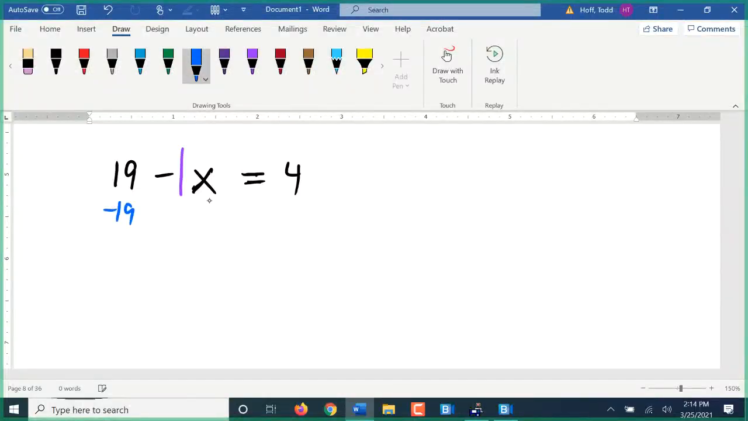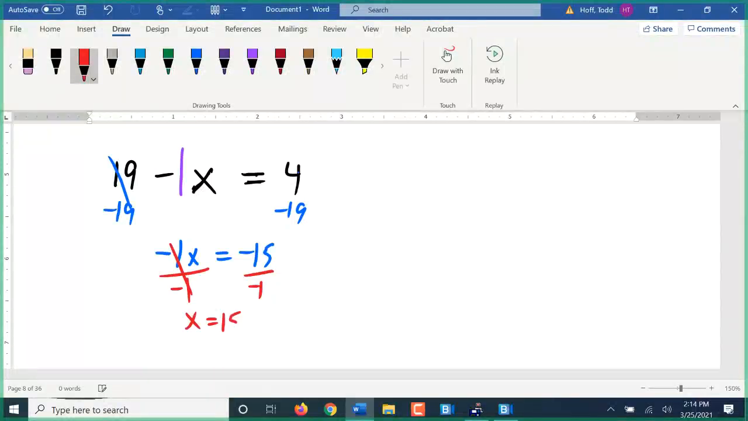We subtract 19 from both sides, leaves us with just -1x on the left side, equals 4 minus 19 is a -15. And now to solve, I have to divide by -1 to get rid of the -1. X equals positive 15. Well, that makes sense. 19 minus 15 does equal 4.